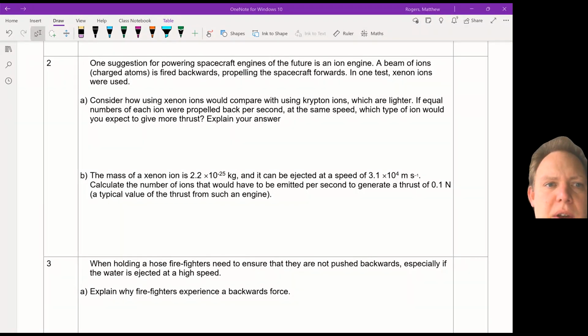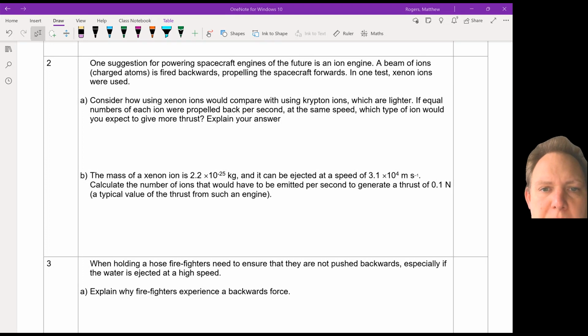One suggestion for powering spacecraft engines of the future is an ion engine. A beam of ions, charged atoms, is fired backwards, propelling the spacecraft forwards. In one test, xenon ions were used. A, consider how using xenon ions would compare with using krypton ions, which are lighter.